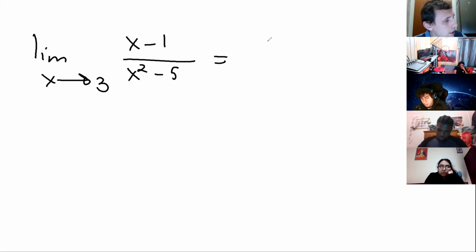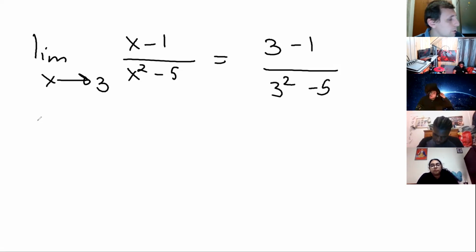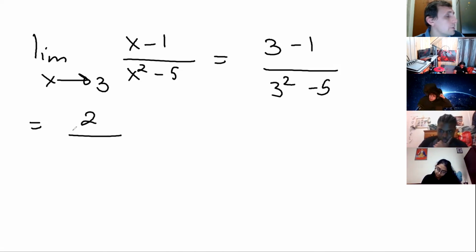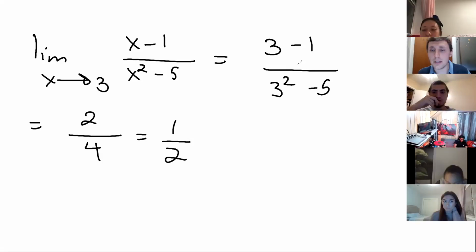All right, no need to simplify it too much. I can just say the answer is 3 minus 1 divided by 3 squared minus 5. If you really want to simplify it, you can say 2 divided by 9 minus 5, which is 2 divided by 4, which is 1/2. But that's not interesting. What I specifically wanted to say is 3 minus 1, over 3 squared minus 5. Do you really realize what I did? I just plugged in 3. I didn't do anything complicated.